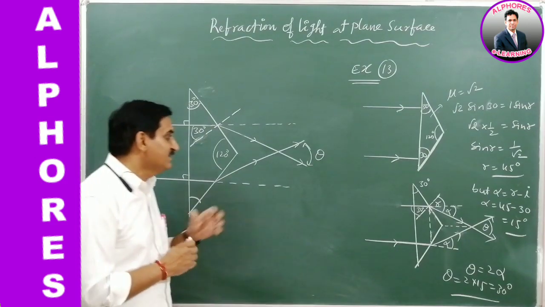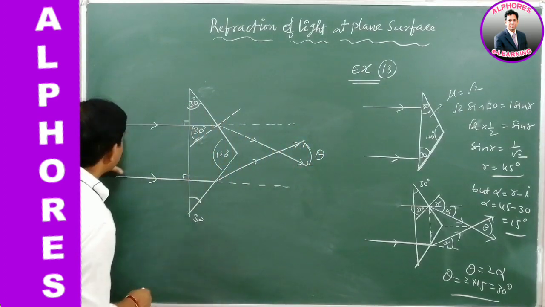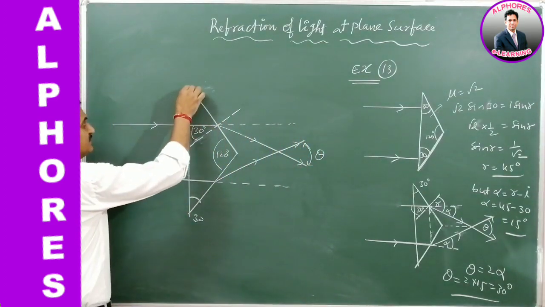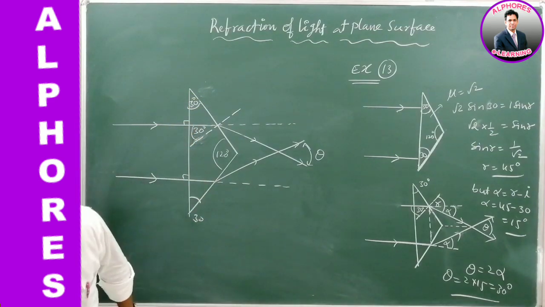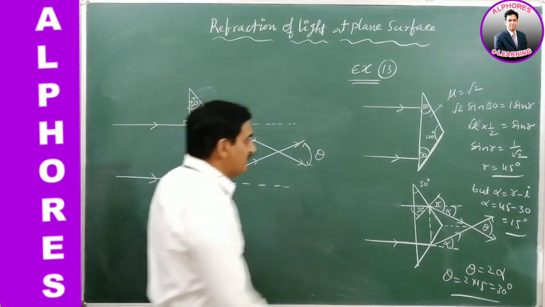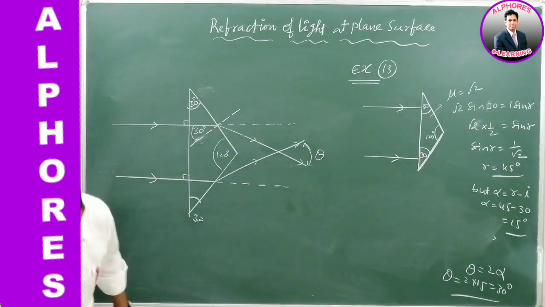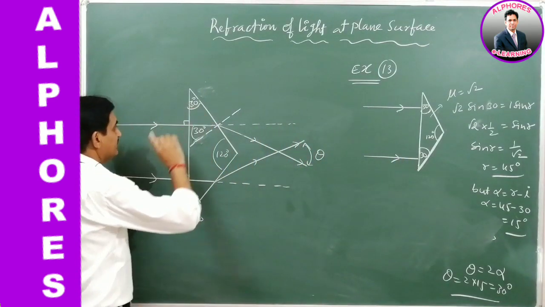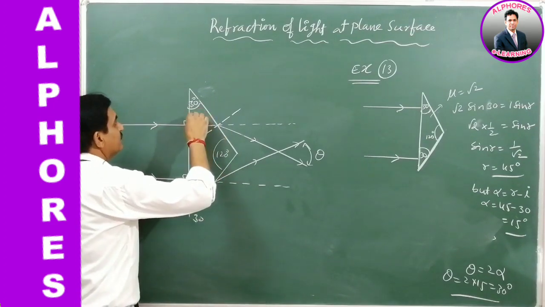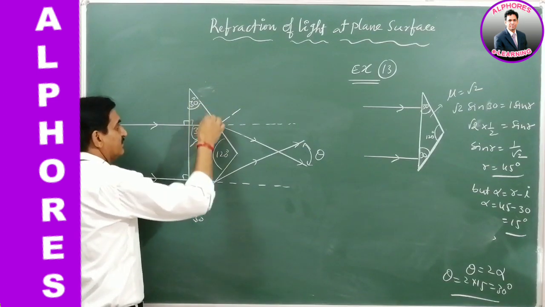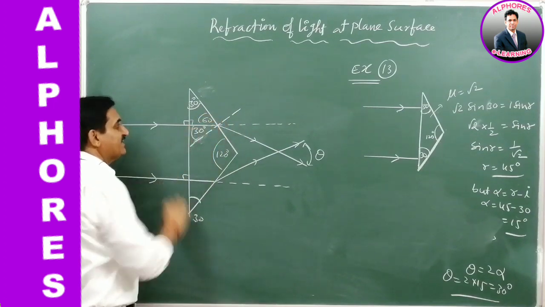This is the question. Let us go for the method. Here the parallel beam is incident on a plane surface at normal incidence. Because it is not clear, we can understand it easily from this big diagram. Here this is 30 degree, normal incidence, this is 90 degree, this is 90 degree. So this is 30, remaining this is 60 degree. The normal is drawn, this is 60, remaining this is 30 degree.